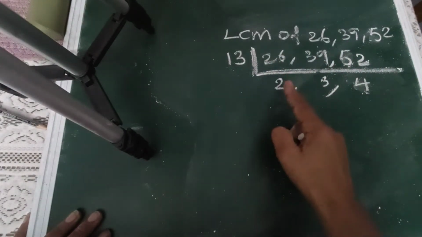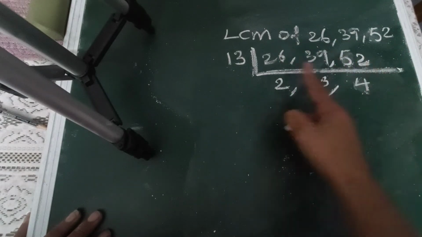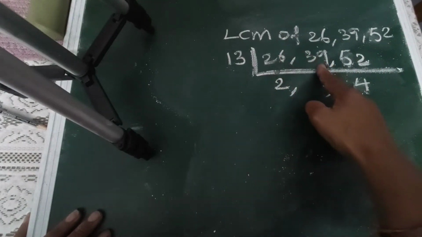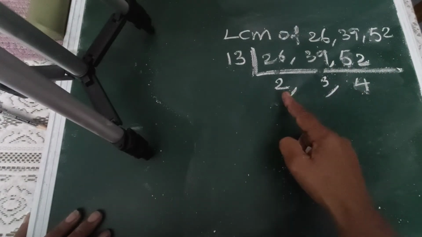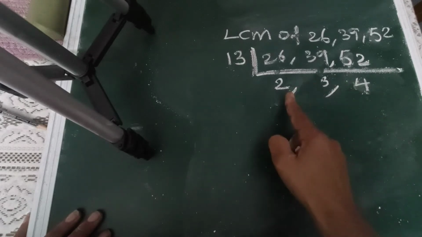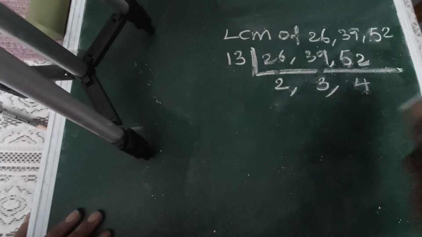We have done it. It is not a single number. It is 26 the first number, 39 the second number, 52 the third number. And again, the second step, it is not 234. It is 2, 3, 4. All three different numbers.